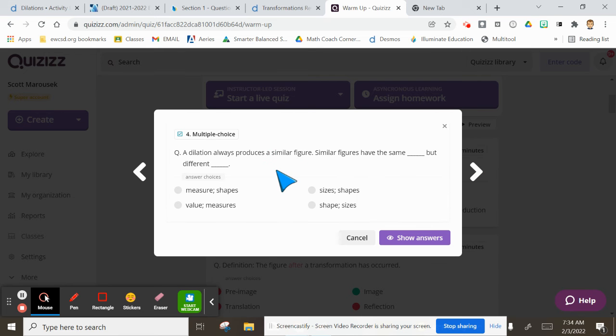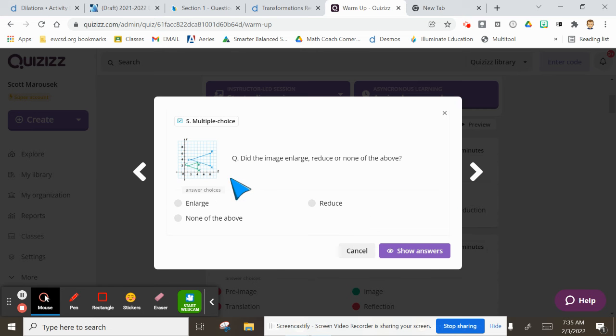All right, so here's the kind of question. Dilation always produces a similar figure. Similar figures have the same... So similar figure is super important too, that you know that. That's like little brother, big brother, okay? When you have family that you look similar, you're not the same size, but you may look the same, which we're going to call shape, all right? So they have the same shape, but different sizes, all right?